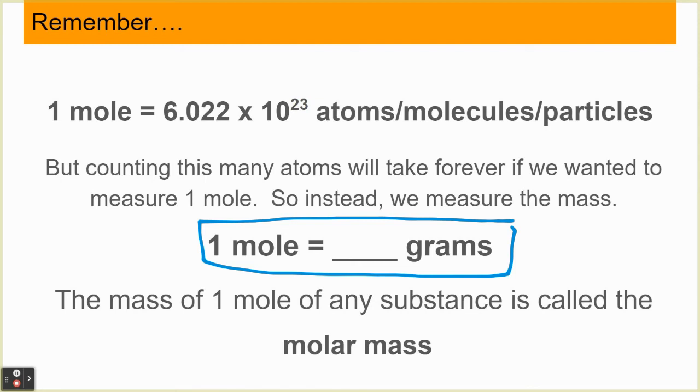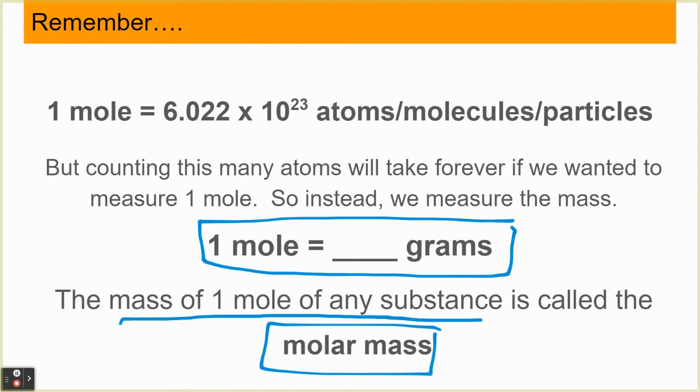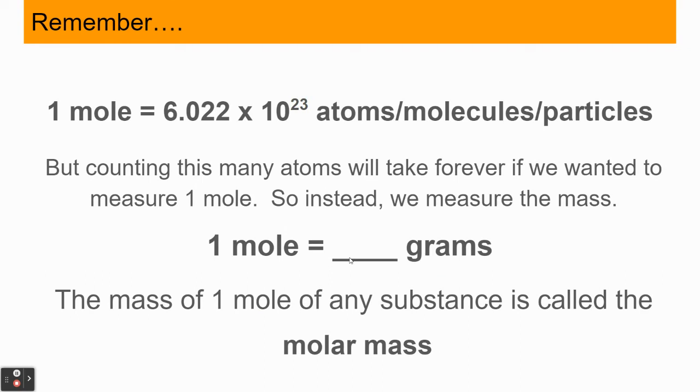That mass that we get is what you call the molar mass. Why? Because it's the mass of 1 mole of that substance. So when we say get the molar mass of a substance, we're looking at the mass of 1 mole of a substance. So how do you get the molar mass? That's going to be our lesson for the last part today. It's actually easy. There's a formula.